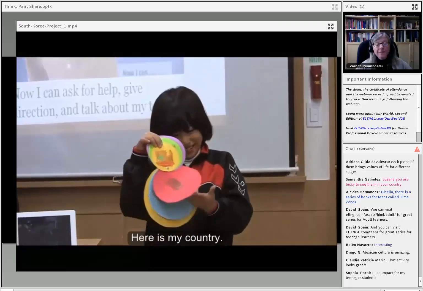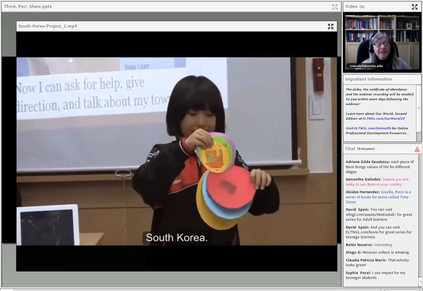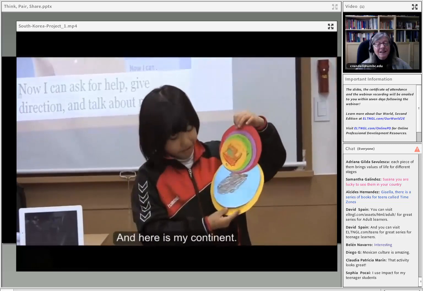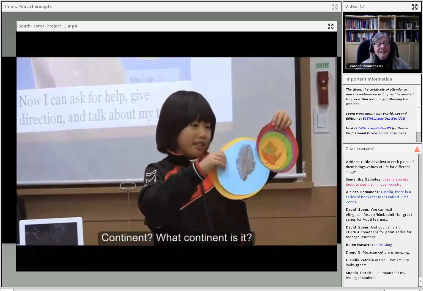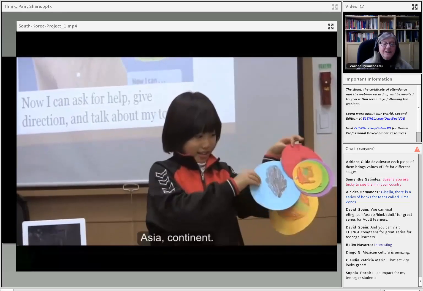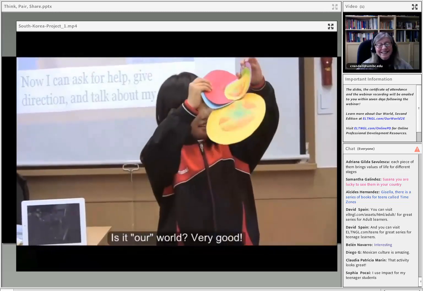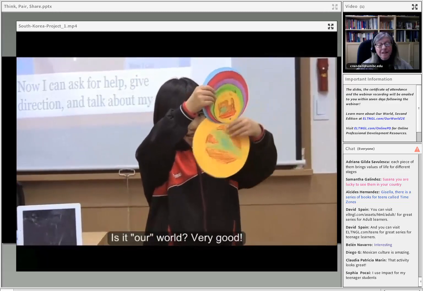Here is my country. What country is it? South Korea. This is South Korea. Okay. And here is my continent. Continent? What continent is it? Asia. Asia continent? And here is our Earth. Is it our? Earth. Very good.